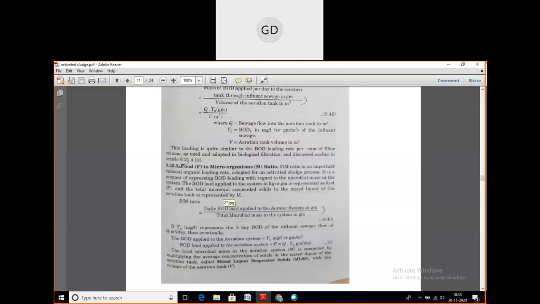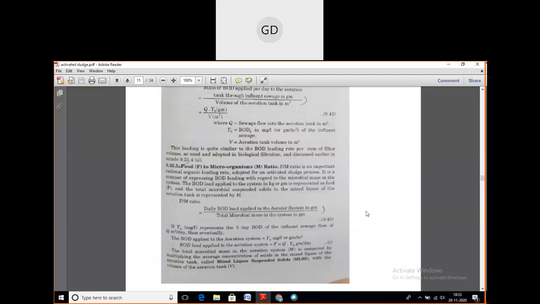So this F by M ratio tells you about the BOD loading in regard of the microbial mass in the system. This is your formula: daily BOD load applied to the aerator system in gram divided by total microbial mass in the system in gram. So these formulas you have to remember.